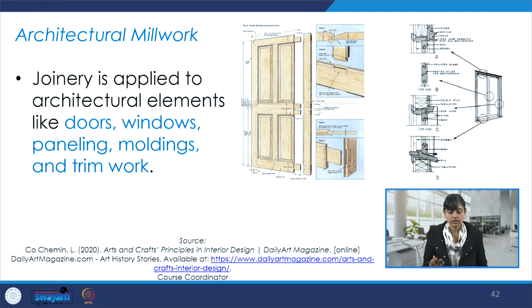Architectural millwork. Joinery is applied to architectural elements like doors, windows, paneling, moldings, trim work. So it's not just furniture, it's not just cabinets, it's not just storage. We see the role and importance of joinery in all the architectural elements and all the interior elements.